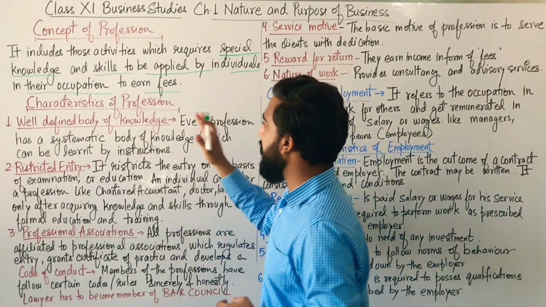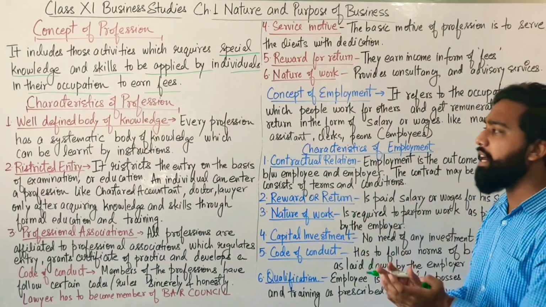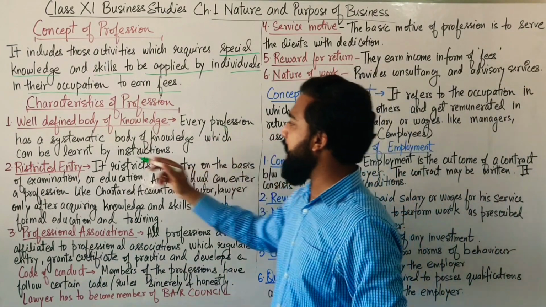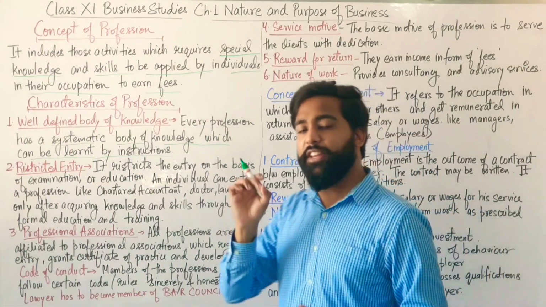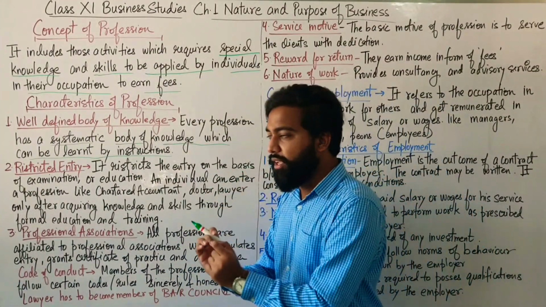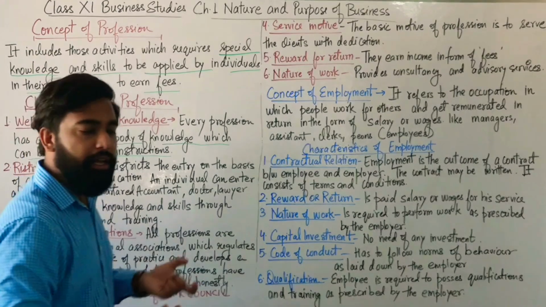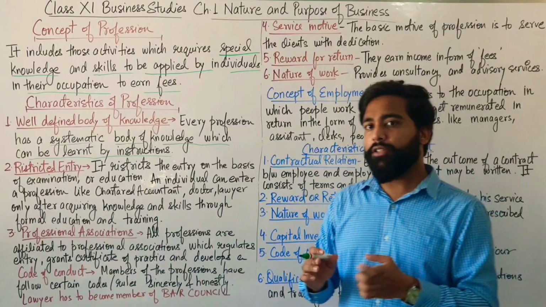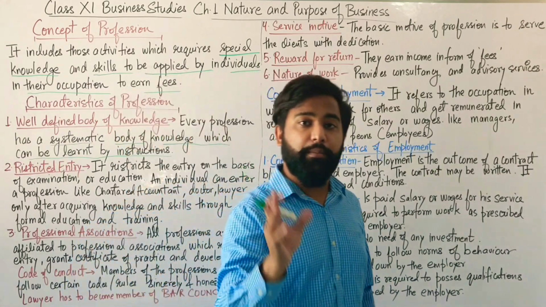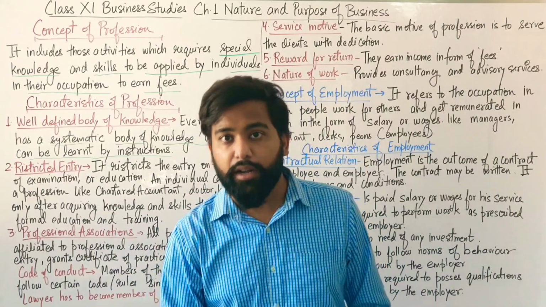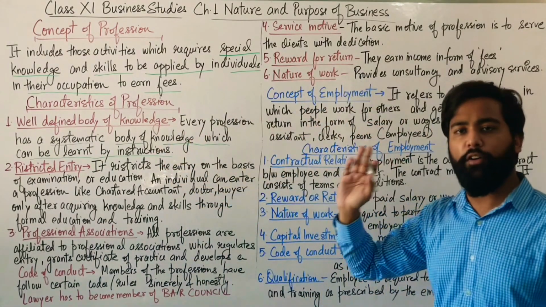Now, let's talk about the characteristics of profession. First, well-defined body of knowledge. The profession is a very well explained and defined institution. Every profession has a systematic body of knowledge which can be learned by instruction. Each profession has a very specific type of body of knowledge which can be learned by the instructions. For example, you need to do your MBBS for becoming a doctor. So basically, for becoming a doctor, you can learn the things which are instructed to you in the institution. So it's a well-defined body of knowledge.